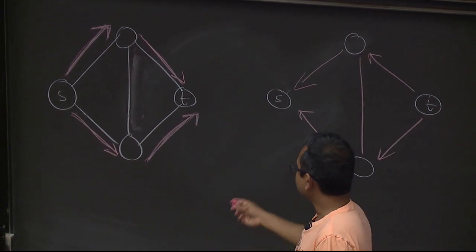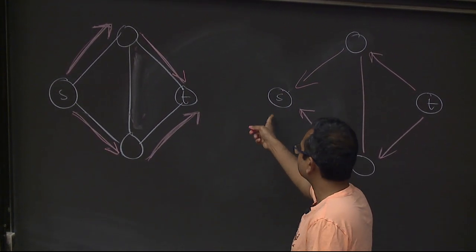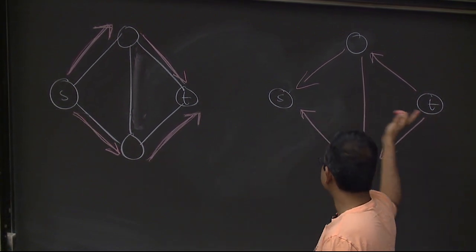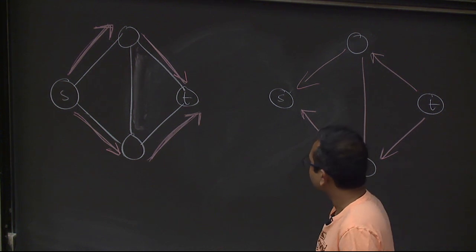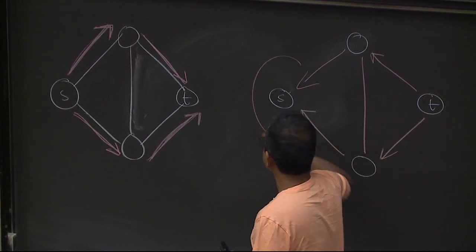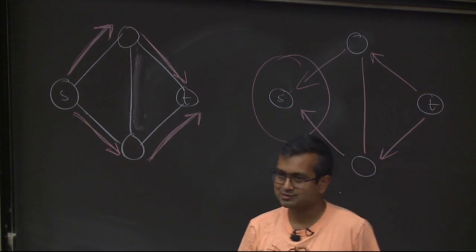And now in this residual network, I can just figure out what are the vertices that are reachable from S, or what are the vertices that can reach T. Either of these two will define an ST min cut. In this case, for example, this degree cut of S is an ST min cut.